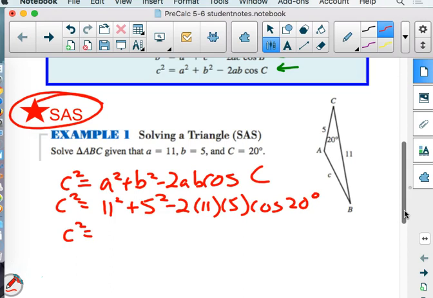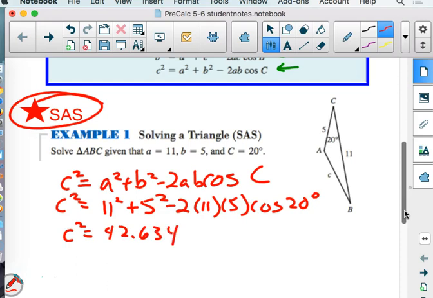Those of you that have my yellow calculator, Cam and Jack, make sure it's in degree mode, because my other classes might not be using degree mode right now. Everybody else, unless you change batteries, it should stay in degree mode. So 11 squared plus 5 squared minus, and I usually use parentheses for everything that's being subtracted here. So 2 times 11 times 5 times the cosine of 20 degrees. You wouldn't have to do any of that math in your noggin if you didn't want to. And we get that.